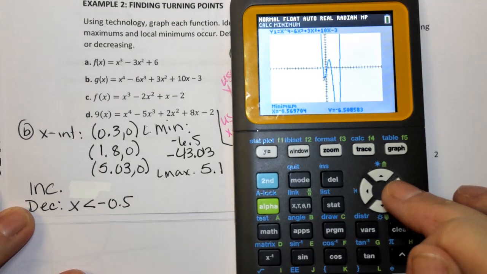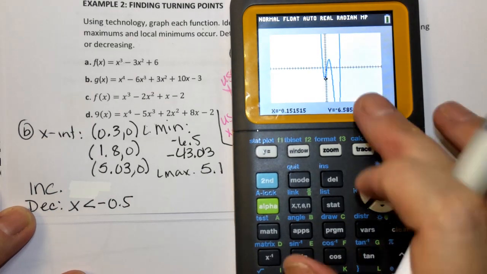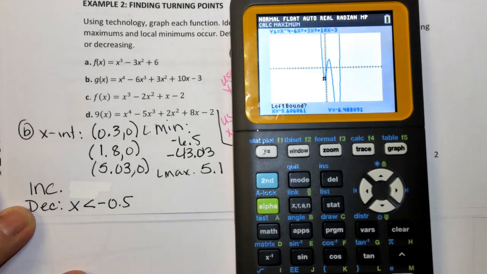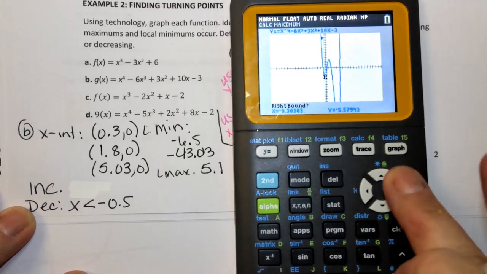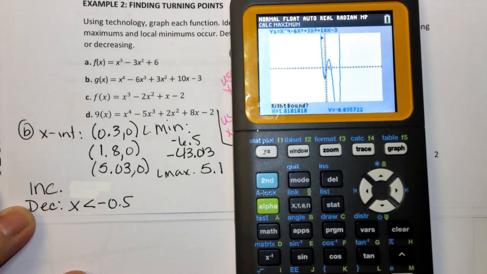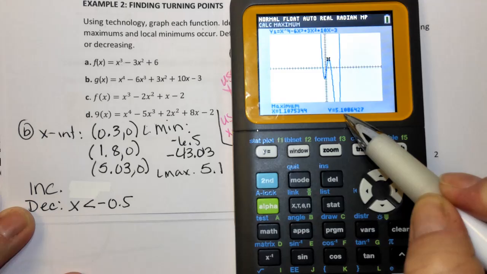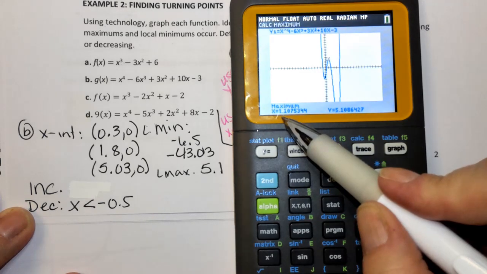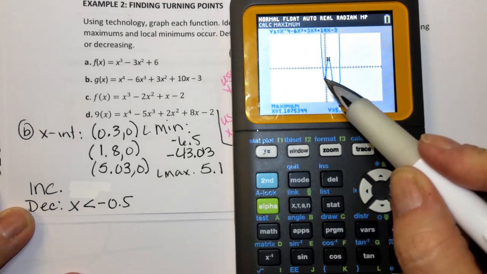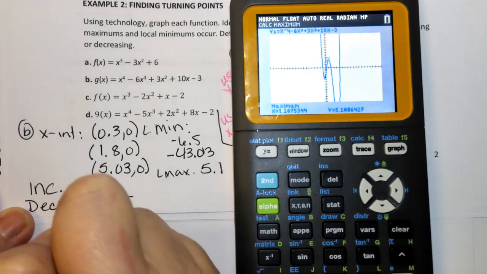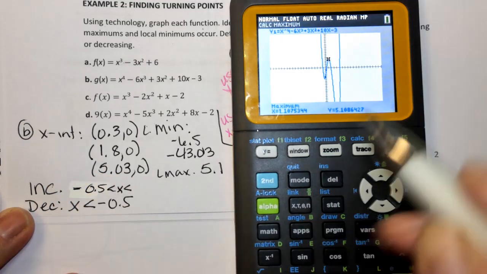Then what does our graph start to do? It starts increasing until it hits this point. So I'm just doing that because I forgot to write down the x values. So we got enter. I just want to know what is the x value of my turning point. And so my x value is 1.1. So remember that was our maximum y value. So our x value is 1.1. So it increases from this point to that point. So we say it's increasing from negative 0.5 to 1.1.